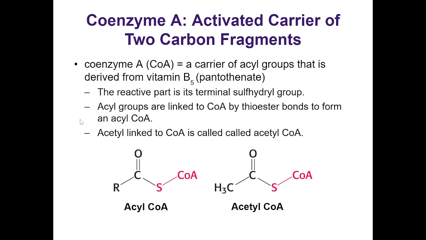Okay. So the coenzyme A, we're starting into the citric acid cycle stuff that's going to set us up. Okay? So coenzyme A, CoA, is going to be a carrier of acyl groups. This is going to be derived from vitamin B5, which is pantothenate. The reactive part is actually the terminal sulfhydryl group. Remember those right there? Okay.